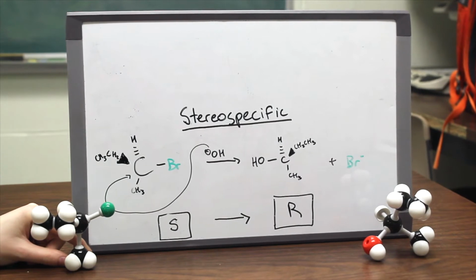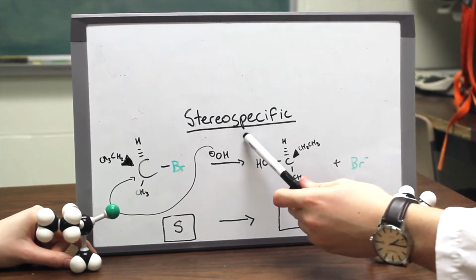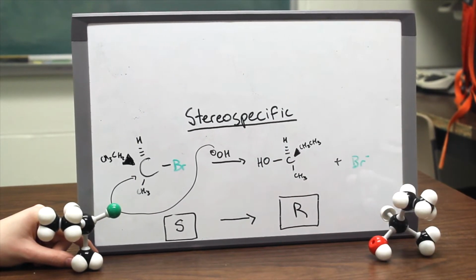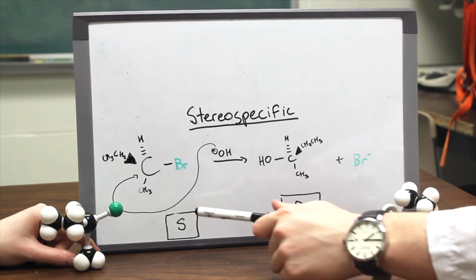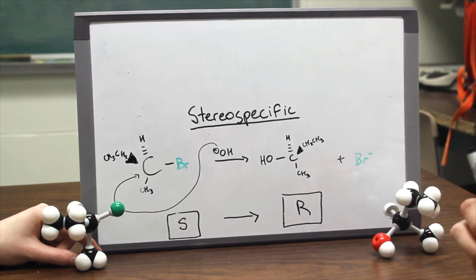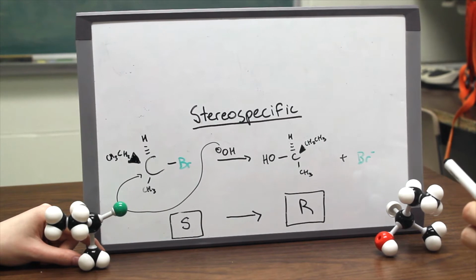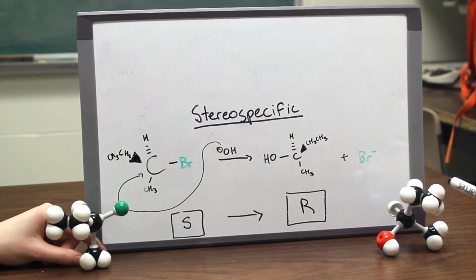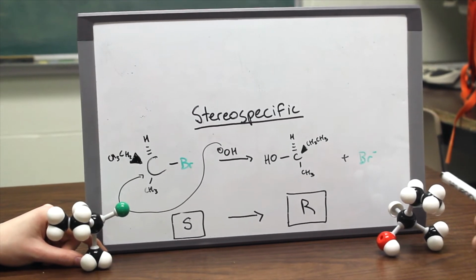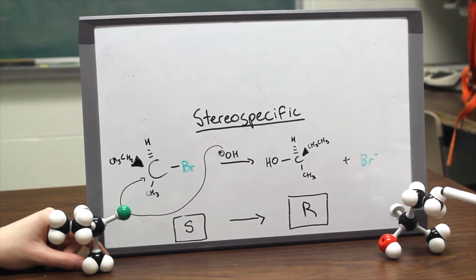This means that the SN2 reaction is what's known as a stereospecific reaction. This means that for a given enantiomer, the opposite enantiomer is received as a product. This has very important applications and can be used to make a desired enantiomer in organic synthesis.